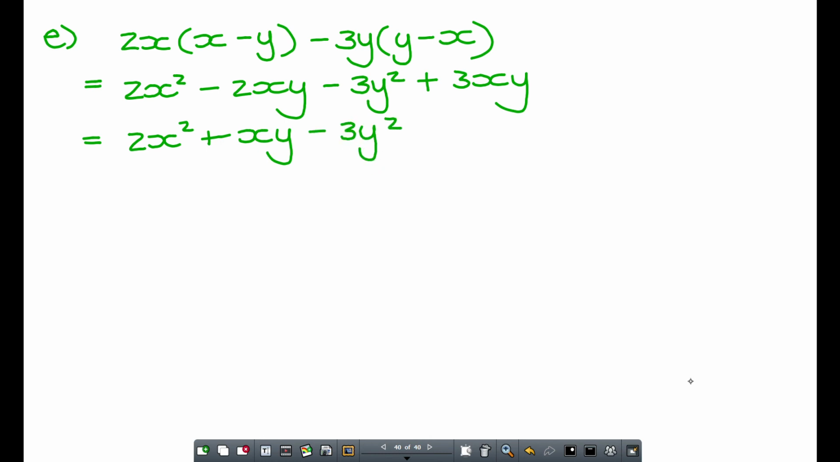Okay, I want you guys to see that these two are like terms because they both have xy as an unknown, and minus 2 of those plus 3 of them will give me 1xy. But you don't have to write the 1.